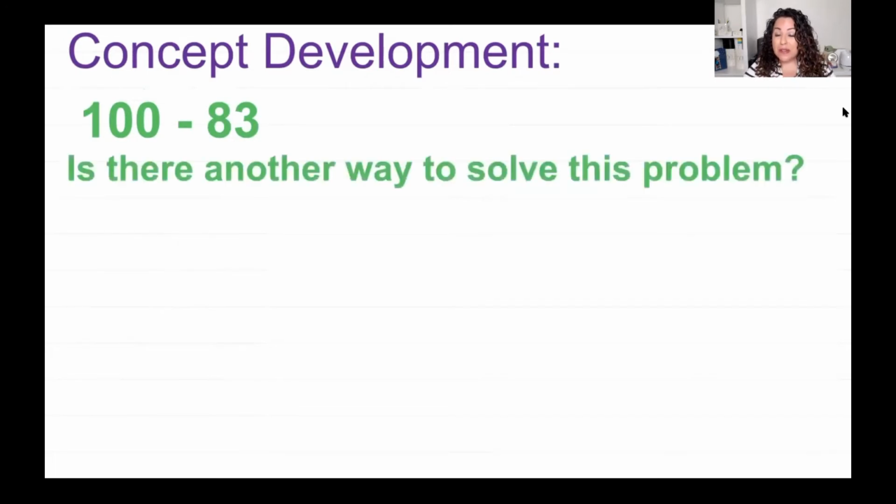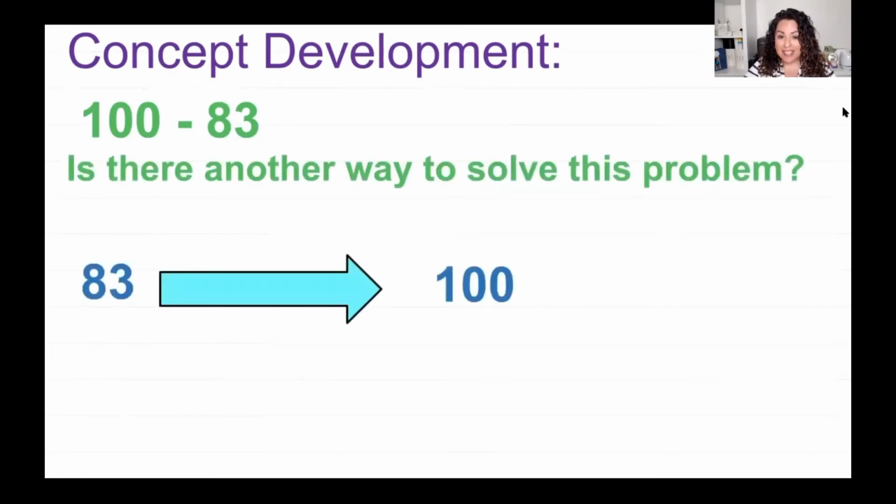So I'm going to take the same problem, 100 take away 83, and is there another way to solve this problem? Yes, there is. You know how we use an arrow way sometimes? Well, sometimes you can start at the 83 and try to get to 100. So let's go ahead and see how we can get to 100 and figure out this problem in another way that might be a little easier for you.